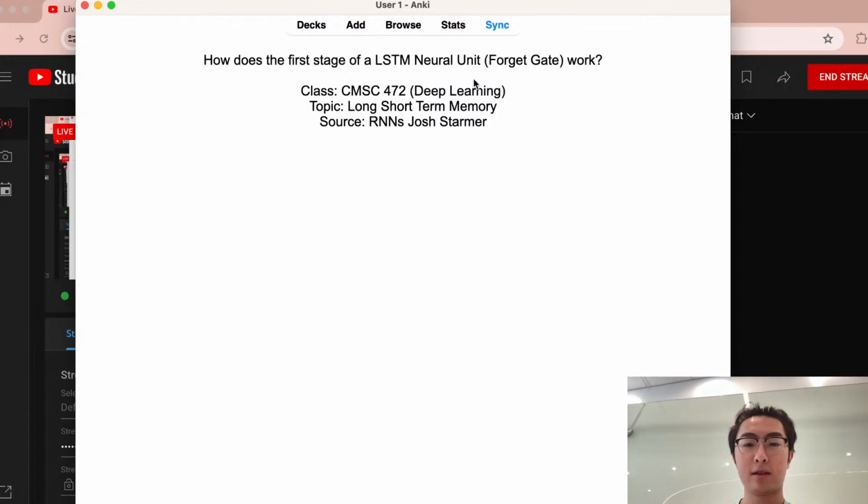First stage, how does the LSTM neural unit forget gate work? Okay, so you have sigmoid, short-term memory, inputs, multiply inputs with weights, short-term memory with weights, add some bias, sum two together, sigmoid, multiply percent by long-term memory.